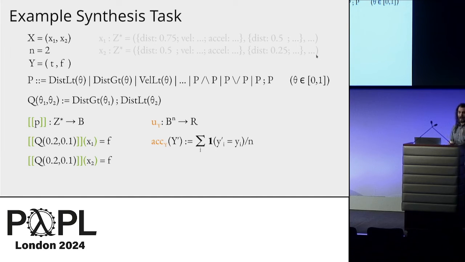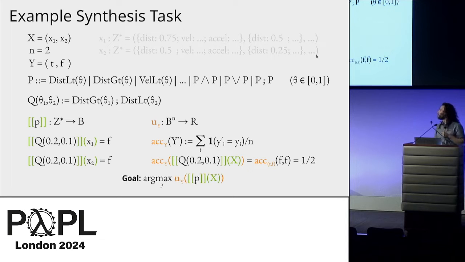For instance, accuracy of some predictions y prime with respect to ground truth y is just the number of places where these labels agree, divided by the size of the data set. If we're evaluating the accuracy of this particular program, we know that it outputs predictions false, false, which differ from the ground truth on x1, where it was supposed to be true, but agree on x2, and so we get accuracy 1/2. So to reiterate, our goal here is to find a program that maximizes the accuracy of its predictions on the data set.